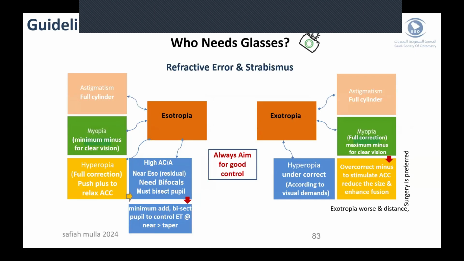This is the glasses prescription from the point of the strabismus. So exotropia, esotropia, how to deal with astigmatism, myopia, hyperopia, and then if the child has esotropia, how to deal with the astigmatism, myopia, hyperopia, and high AC/A ratio, again with the near add. So again, I will summarize it in this chart. You can take a snapshot of the screen if you want.